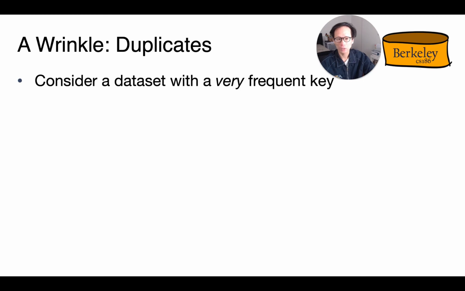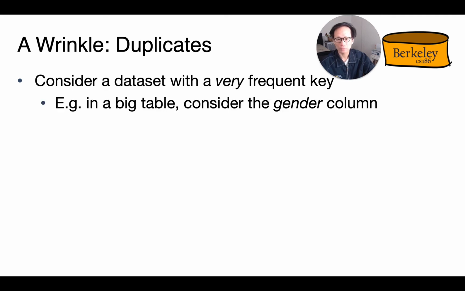From the previous discussion, you may have observed a bit of complication having to do with very frequent duplicates. So consider a dataset with an extremely frequent key, like, for example, in a big table, a column called gender, where the options are male, female, or other. We have a lot of males, a lot of females, and perhaps a lot of others as well, but there aren't very many different values for the data to be partitioned across.